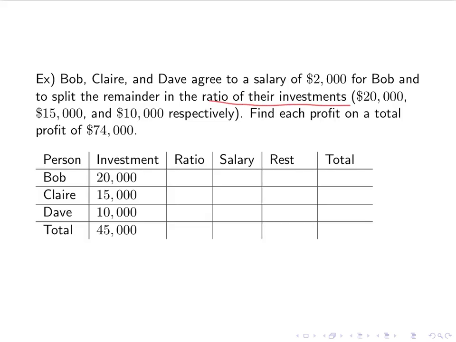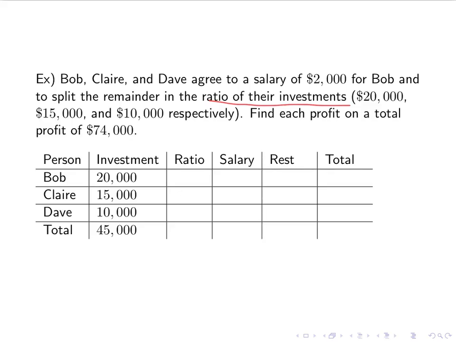Last time the ratio was just a number, 5 to 3. So the ratio can be anything. It can be 5 to 3, it can be split evenly, it can be a ratio of their investments, it can be anything, but you have to pay attention to what it says in the problem. So in this case, it's the ratio of their investments.